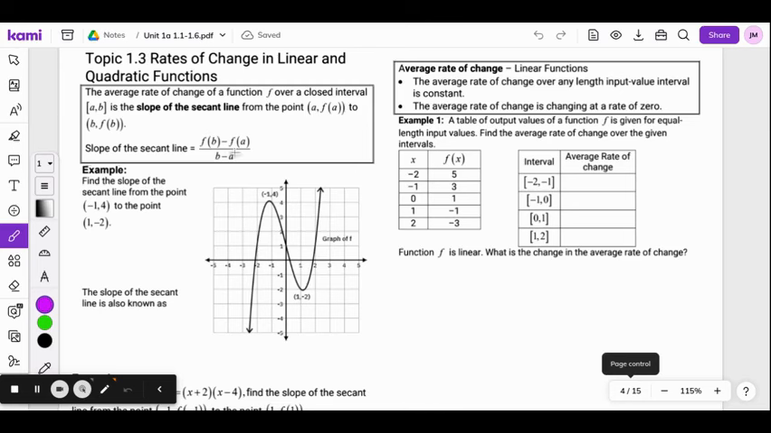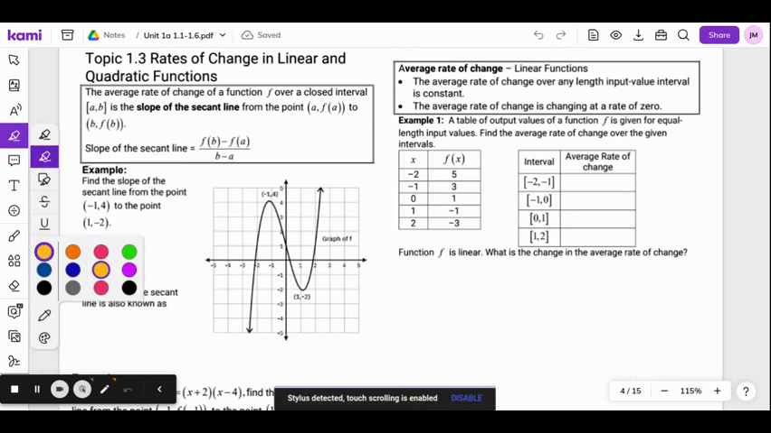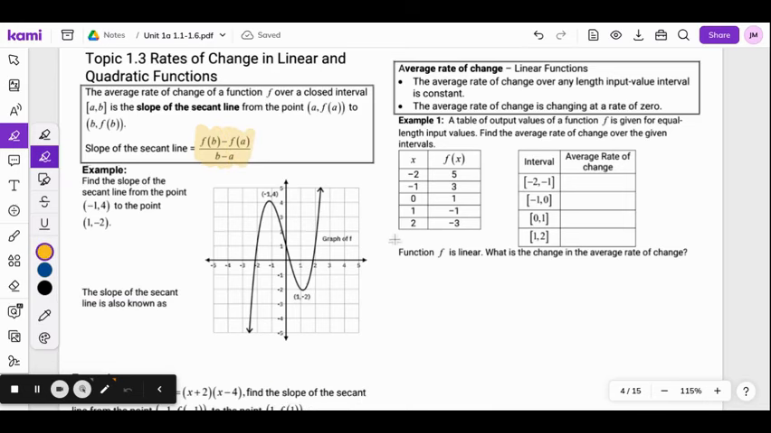All right, so we're going to start off with average rate of change of a function, which is the same thing as the slope of a secant line. And this is what we talked about last time. This is just in function notation, but you need to know this. Super important for you. Slope of the secant line is just f of b minus f of a all over b minus a, which is just the slope of a line.